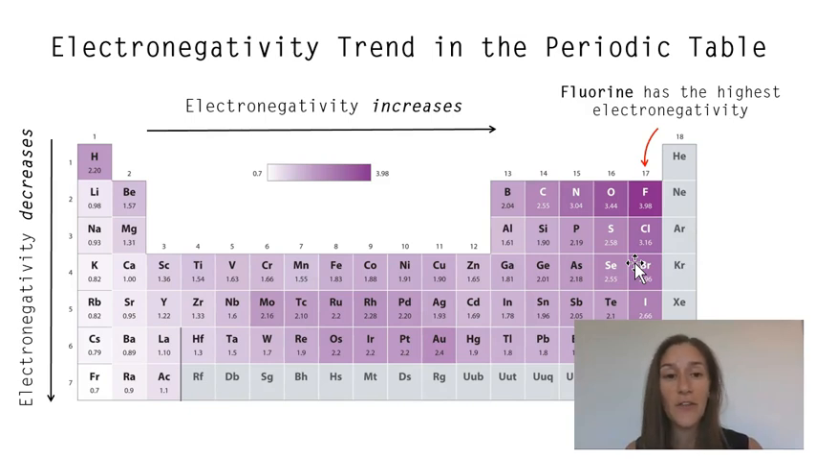Now this trend is easy to remember if you remember that fluorine is the most electronegative element. Now you notice here that the noble gases do not have any electronegativity values. This is because they do not undergo any form of bonding, and therefore they're not going to have an attraction to any bonding pairs of electrons.